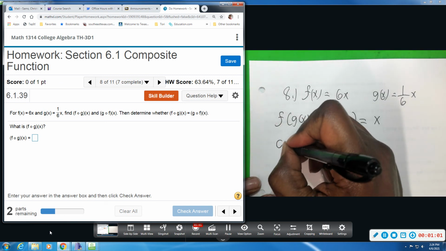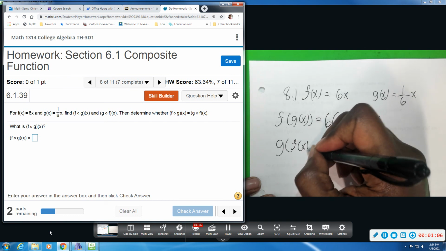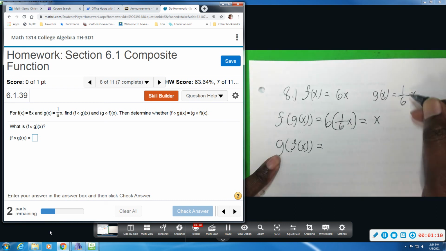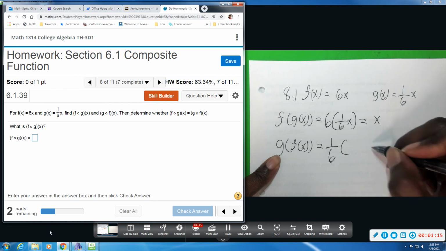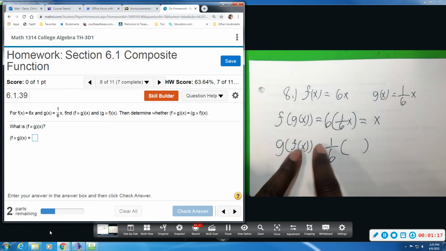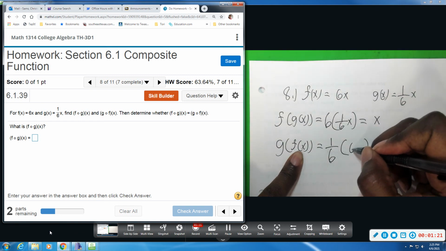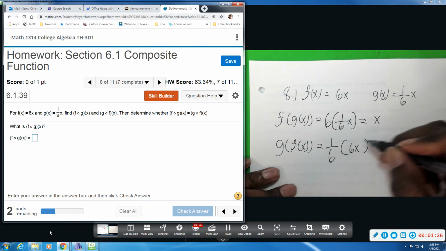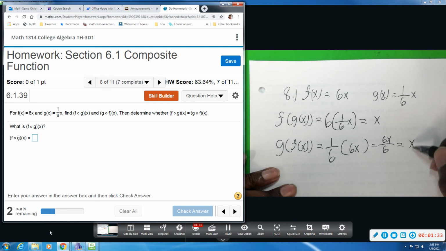Now we're going to do g of f of x. Start out with the g equation, 1 over 6 times x, which we're going to leave that blank. We're going to replace x with the f of x equation, which is 6x. So I'm going to do 6x here. And when we multiply, go ahead and show all the steps here. 6x on top divided by 6. 6 divided by 6 is 1. So this leaves me with x as well.